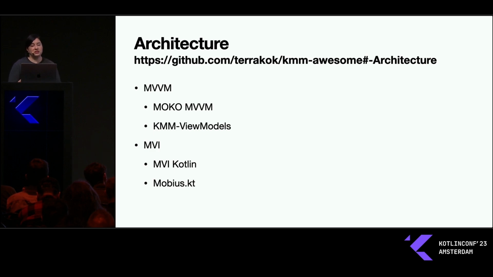Something I promised to cover in my talk abstract, but decided not to dwell on too much today, is architecture. The reason for this is either your app is already using a particular architecture, or you have a particular preference already. So KMM Awesome has a long list of libraries that you can use for architectures. For MVVM, there's Moko MVVM from IceRock, and KMM ViewModel. And for MVI, there's MVIKotlin and Mobius.kt. The Java version was originally by Spotify, but now somebody else has created the Kotlin version for it.